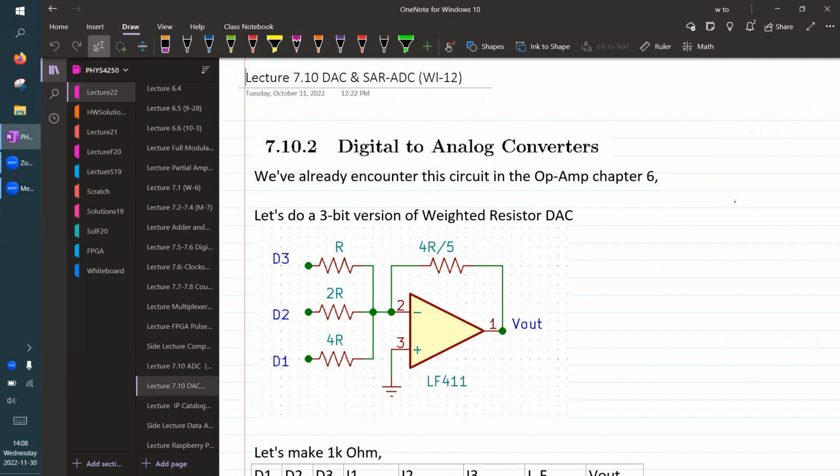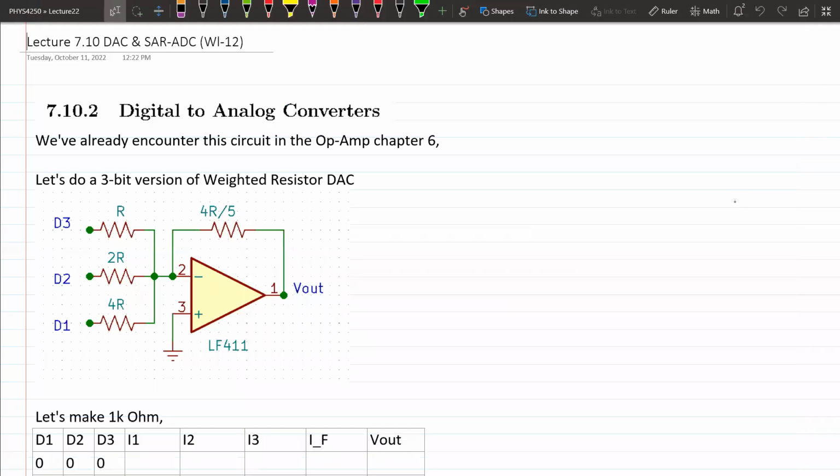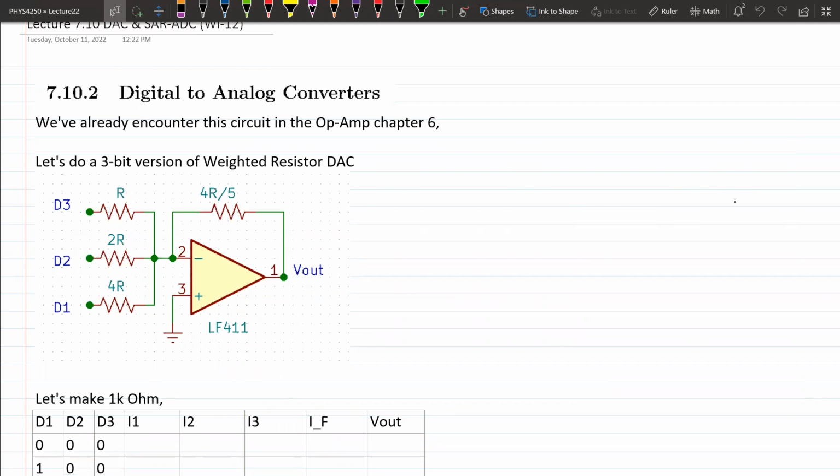But before we can talk about successive approximation ADC, we're going to have to teach you how to do the opposite, where you're converting a digital signal into analog. So let's say you have a bunch of ones and zeros. How do you convert that back to analog? So, going the other way. This is actually something we already learned about.